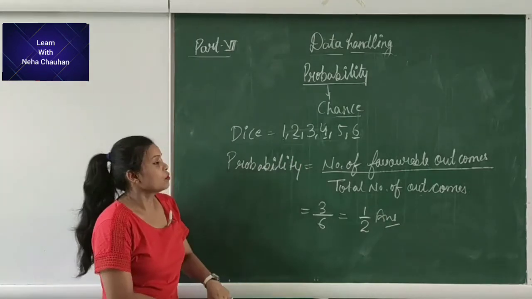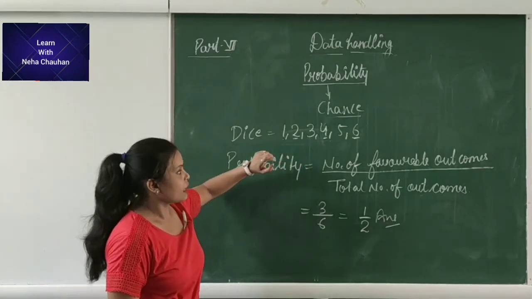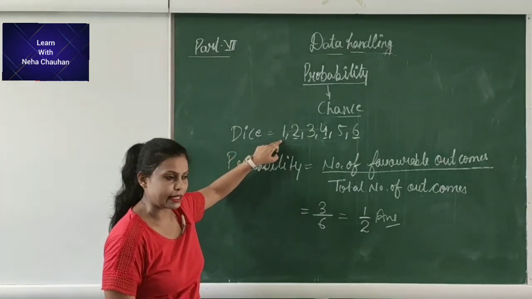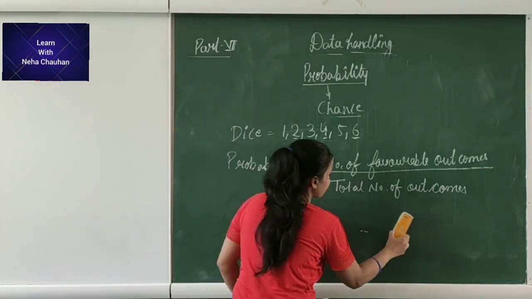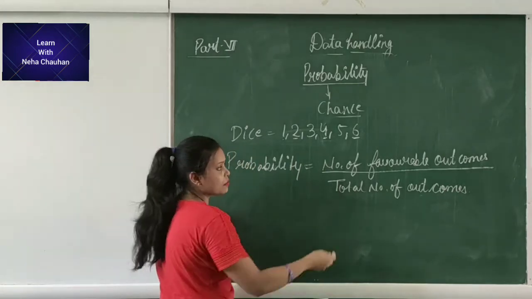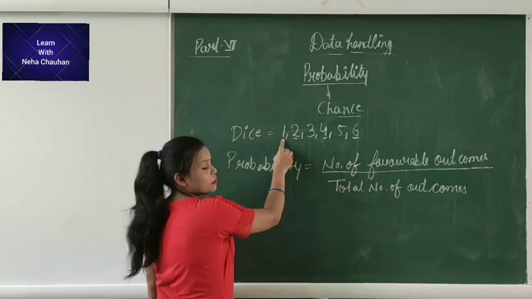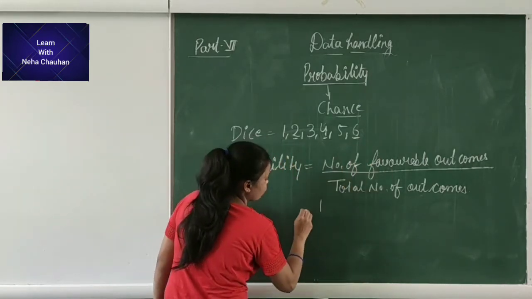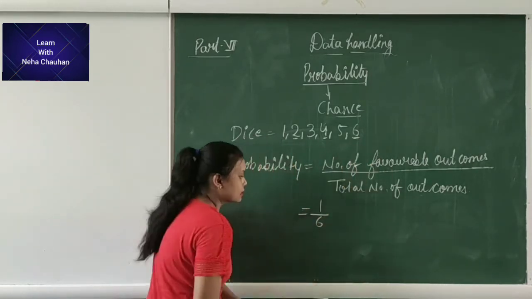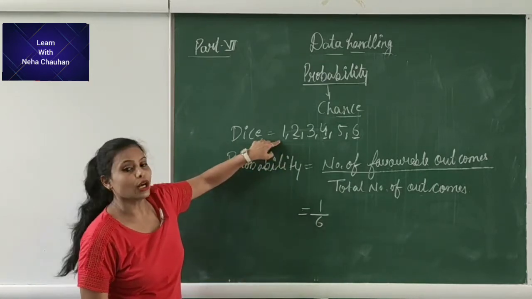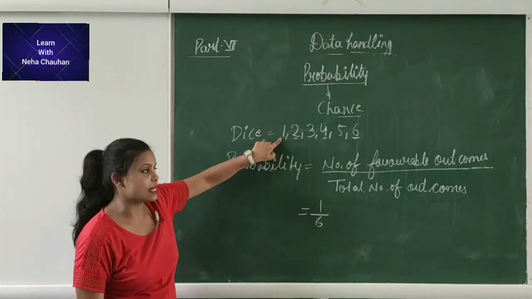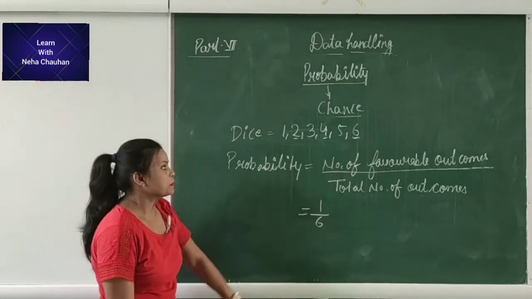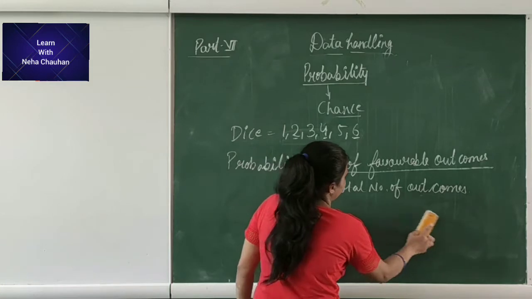Okay. Now, if I ask what is the probability of coming 1 on the dice, I have favorable outcome 1 and number of outcomes 6. So, the probability of coming 1 on the dice is 1 by 6. Okay, got it? Let's take another example.